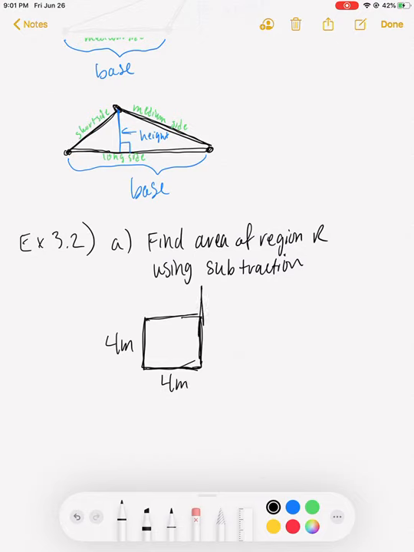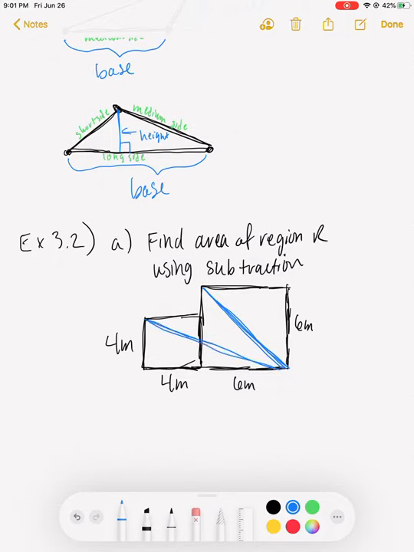The next one is a 6x6 square, so it's going to be 2 meters taller and 2 meters wider. This is going to be 6 meters here and 6 meters up here. Region R is the diagonal of the first square, and the diagonal through the bottom part of the 2 squares here. There we go. That's region R.